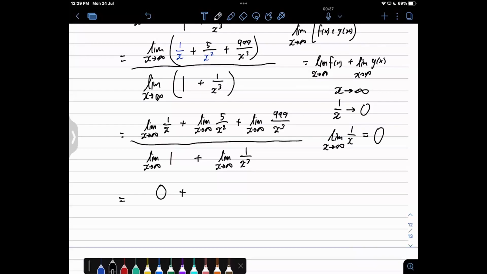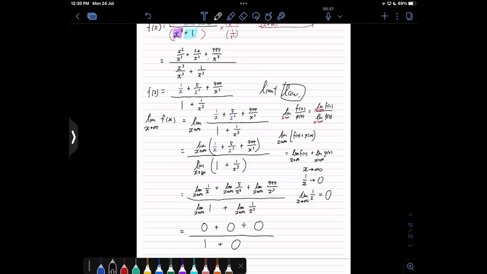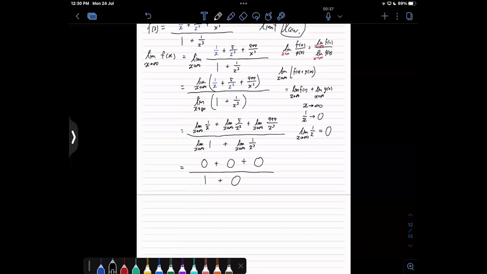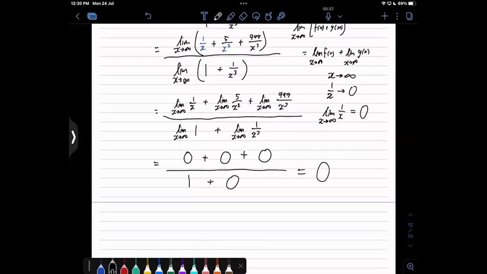Okay. Plus next one, 5 over x squared. 0. Next one, plus 9 over x cubed. Also 0, all divided by 1. This is 1 plus 0. Okay, good. So that means that the limit will just be equal to 0. Right?